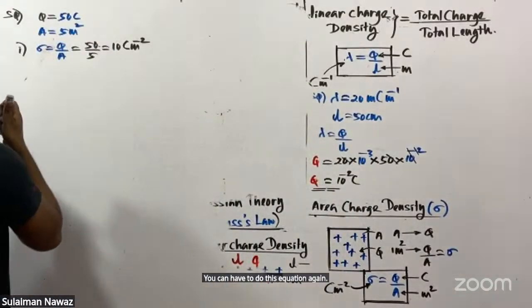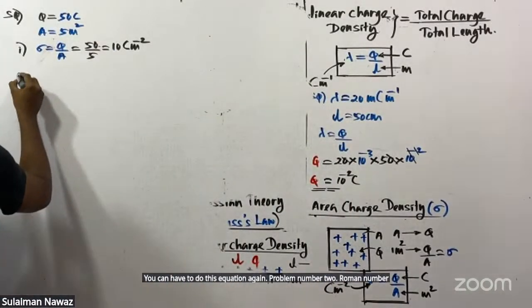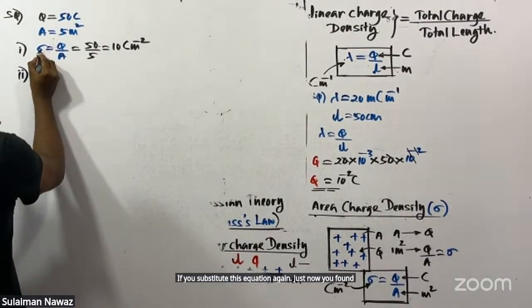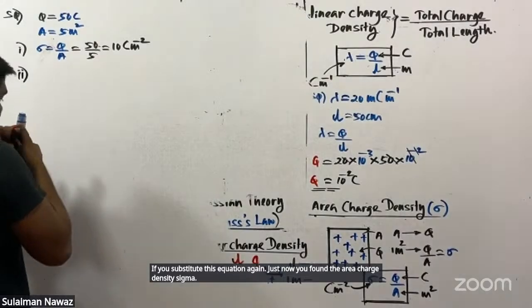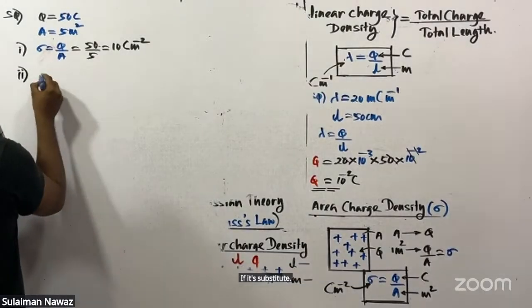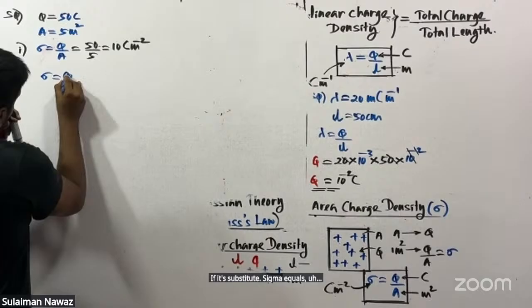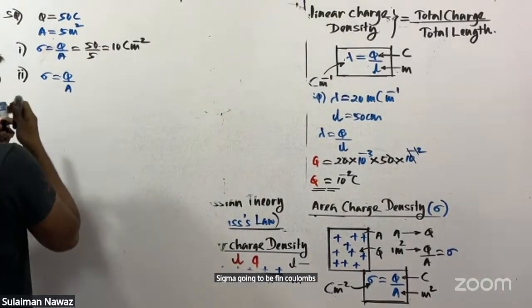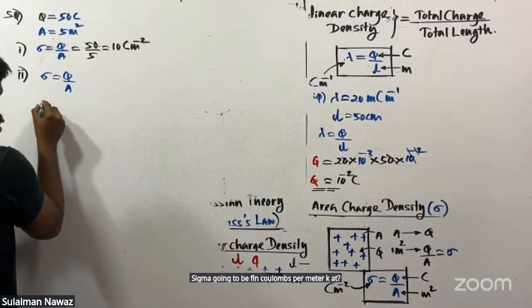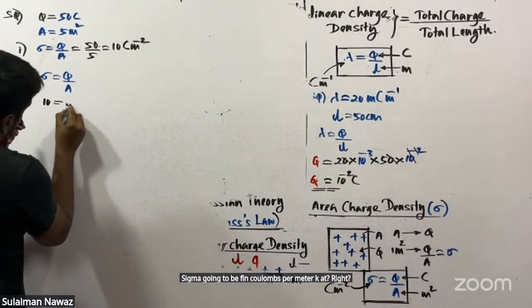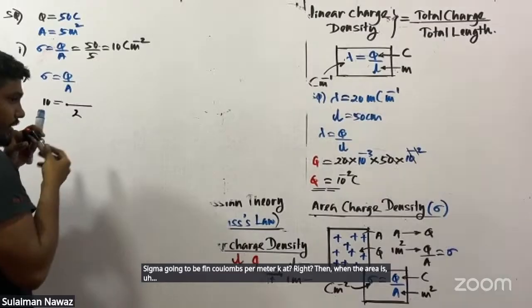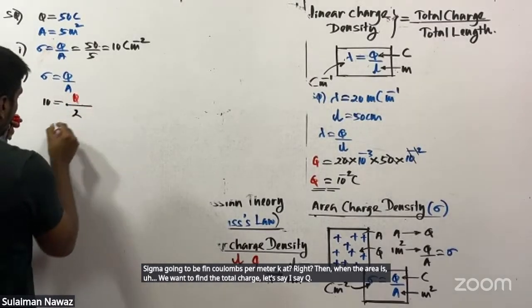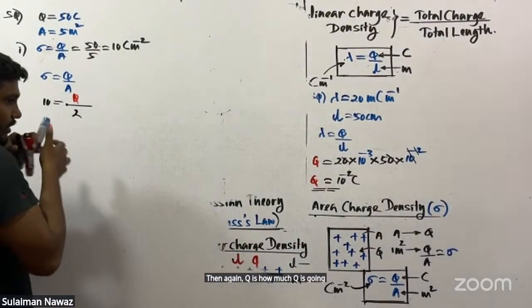Roman number 2. If you substitute, sigma equals capital Q over A, and sigma is 10 coulombs per meter squared, right? Then when the area is 2 meters squared, we want to find the total charge. Let's say Q. Then again Q is going to be 20 coulombs.